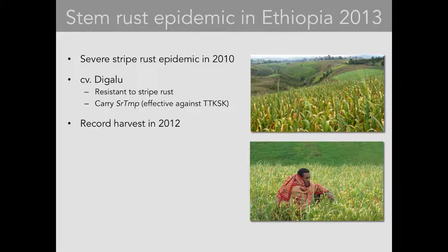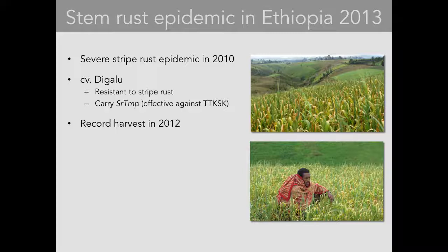In addition to the threat posed by Ug99, since it was discovered in 2005 in Ethiopia, there was a severe stripe rust epidemic in the country in 2010. And this is how the fields were looking. They were completely covered with stripe rust, and these small stockholder farmers, who own no more than 4 to 5 acres on average, were having complete crop failure.